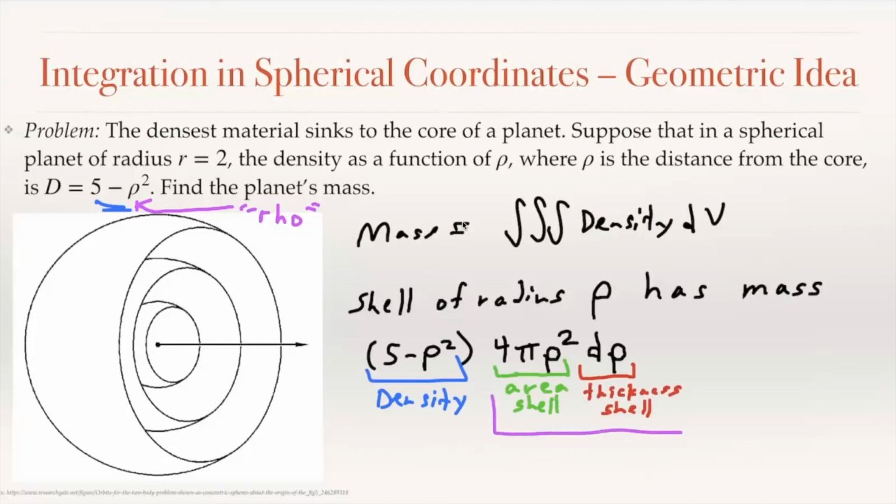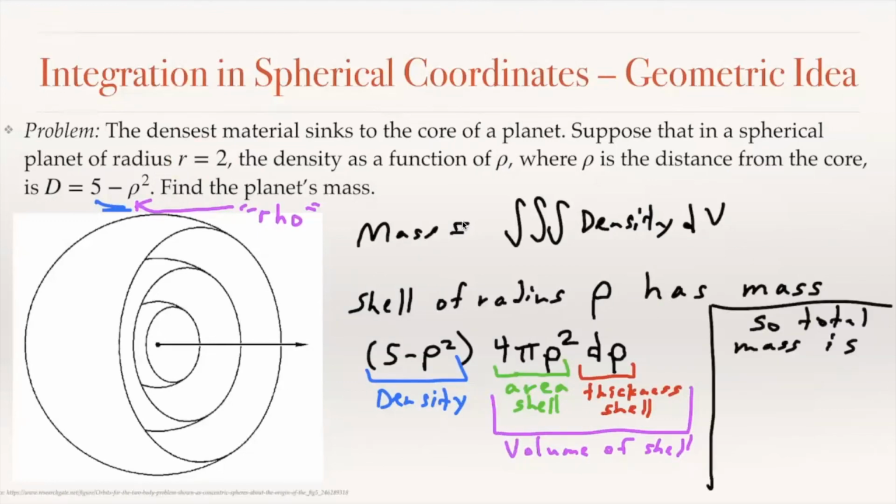And in total then, this is the volume of the shell. Okay, so that will be the mass of one of these shells. And then the total mass of the planet will be the sum of the masses of all of these shells, and that's adding together all of these shells between 0 and 2, because the problem told us that r here is 2, of these masses. So of 5 minus rho squared times 4 pi rho squared d rho.